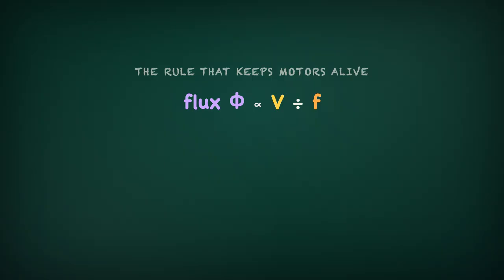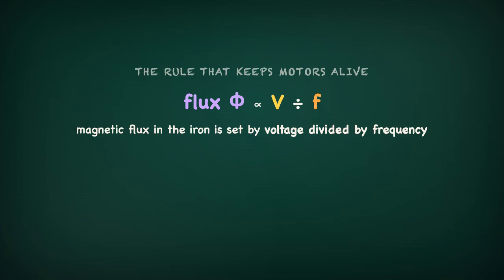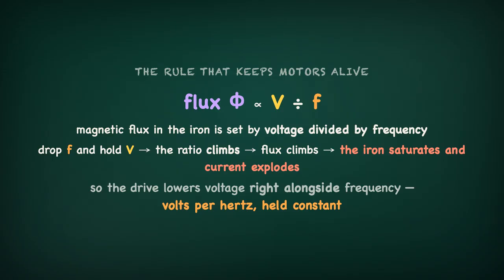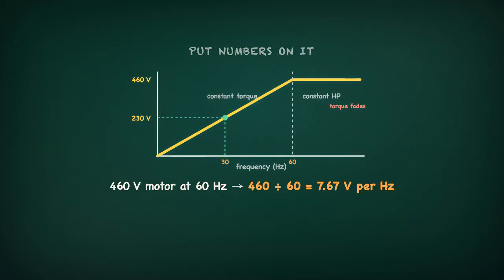But you can't just change frequency and walk away. Here's the rule that keeps motors alive. The magnetic flux in the iron is proportional to voltage divided by frequency. Drop the frequency and hold the voltage, and that ratio climbs. Flux climbs with it, the iron saturates, and current goes through the roof. So the drive lowers the voltage right alongside the frequency. Volts per hertz held constant.